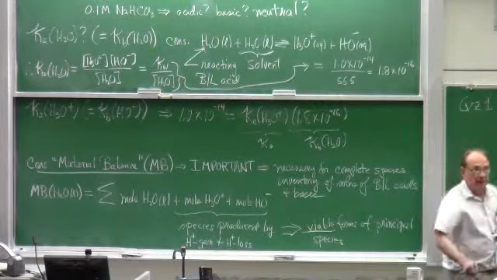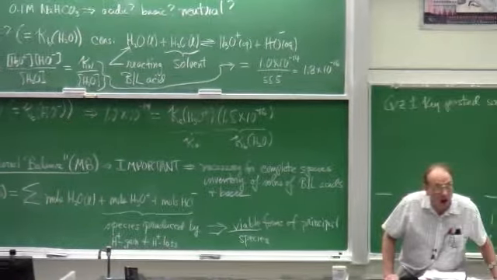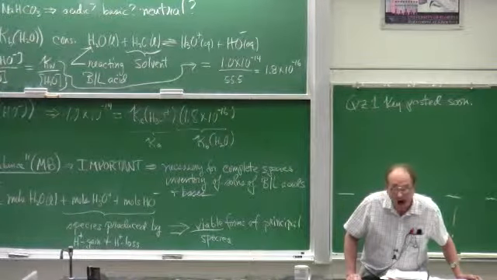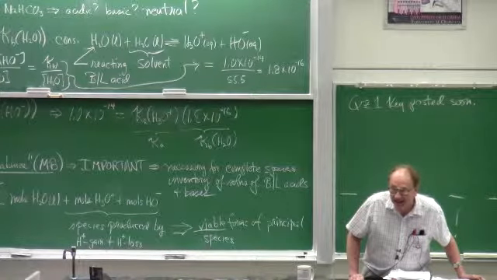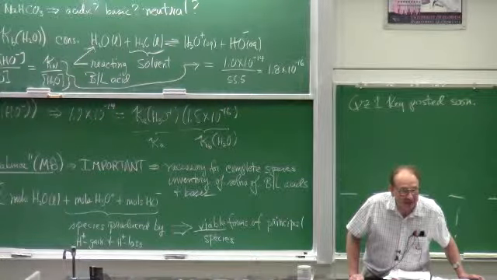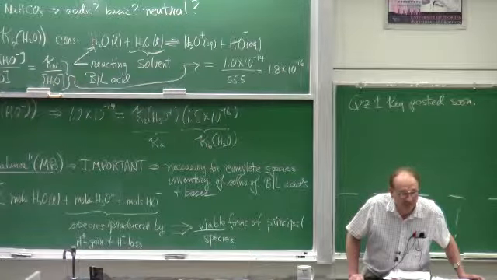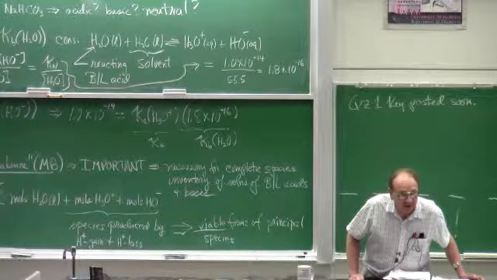Question? Where did you get the 1.0 times 10 to the negative 7? Tell me, if a water solution is neutral, how do the hydronium ion and hydroxide ion concentrations compare? They're equal. And in pure water, what is the hydronium ion concentration? 1.0 times 10 to the negative 7. It's the same as the hydroxide ion concentration.